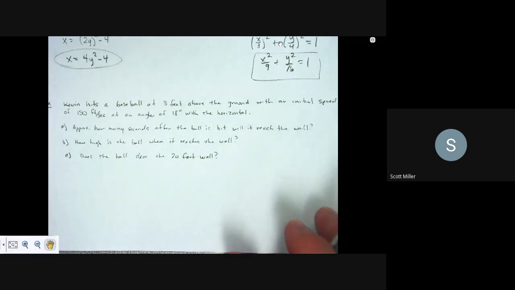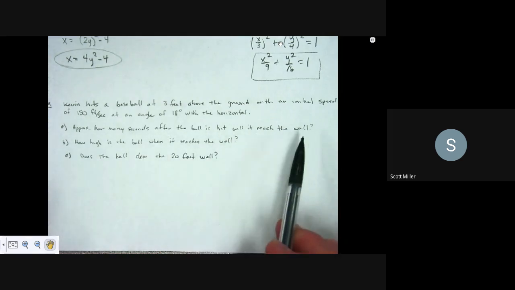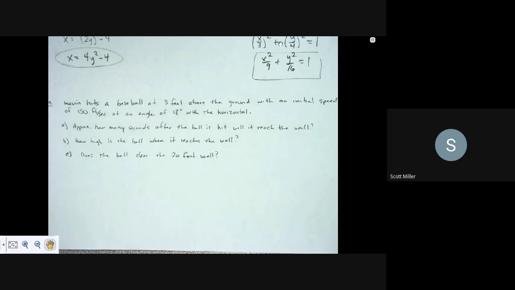So Kevin's going to hit a baseball at 3 feet above the ground with an initial speed of 115 feet per second at an angle of 18 degrees with the horizontal. How many seconds after he hits the ball will it reach the wall? So in other words, he's going to hit this thing, and he's going to aim it toward the wall. I left that part out. So the wall is, I forgot to tell you how far the wall was.